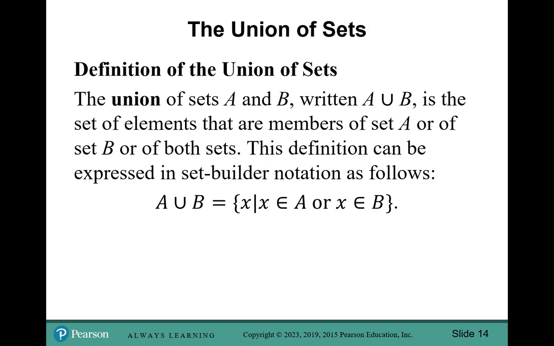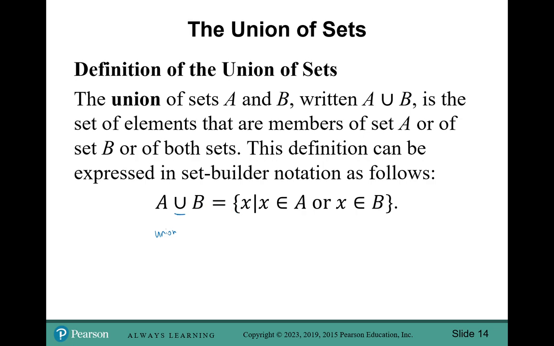Now, we defined the intersection of sets. Now let's look at the union of sets. The union of sets A and B, written A union B, is the set of elements that are members of set A, or of set B, or of both sets. The definition can be expressed in set builder notation as the following. A union B, and like I said, this U stands for union.